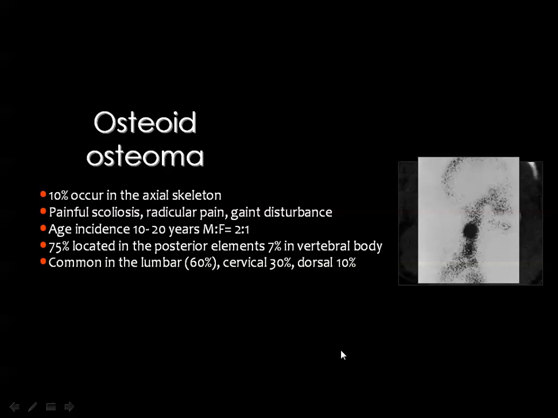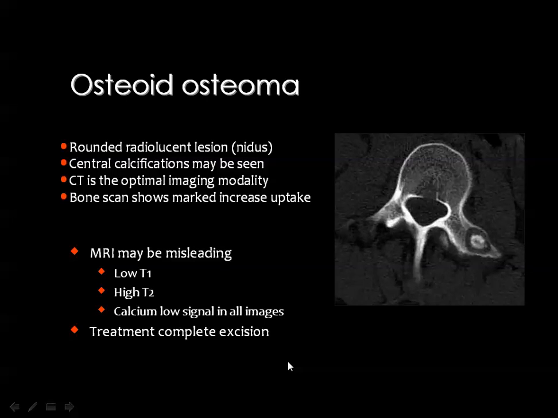Then if you have a bone scan, this lesion is metabolically active, and it will show a strong tracer uptake, as you can see here in this particular example. Osteoid osteoma is a radiolucent or osteolytic lesion with a central area of calcification, and this calcium may be small and may be large. If you perform an MRI, you will see a low signal lesion in the T1 and high signal in the T2, while calcium will appear low signal in all pulse sequences. It will be located in the central part of the lesion.